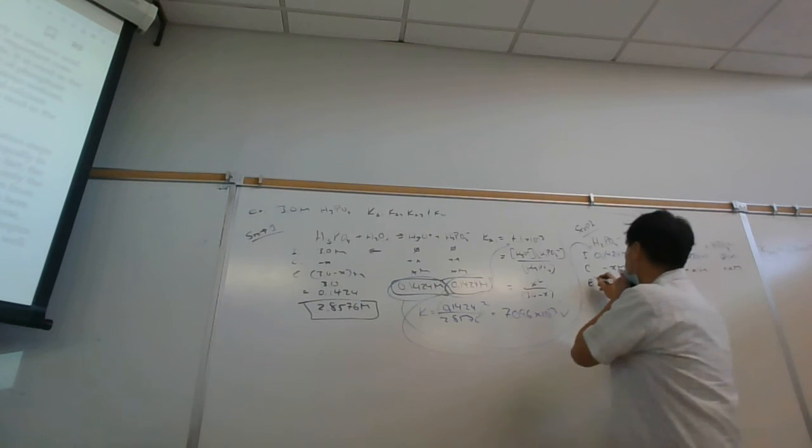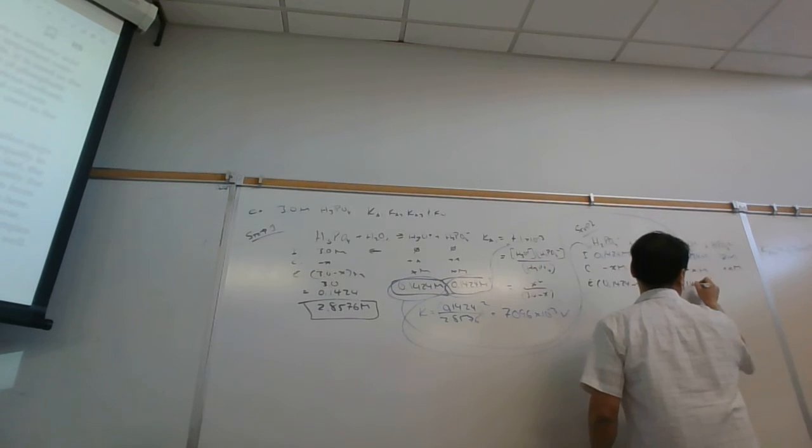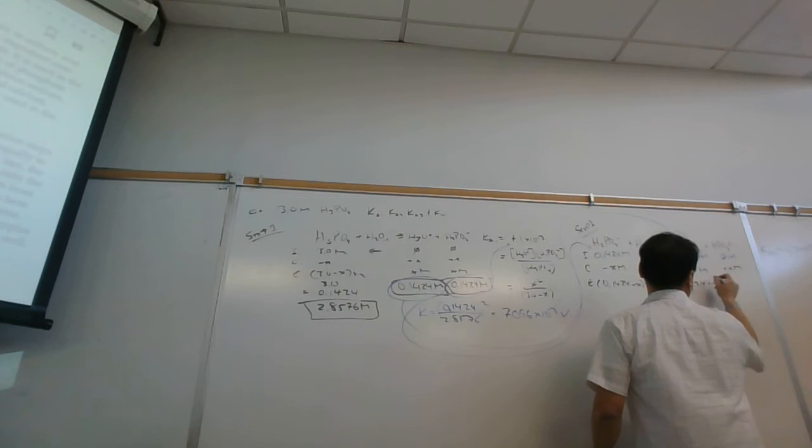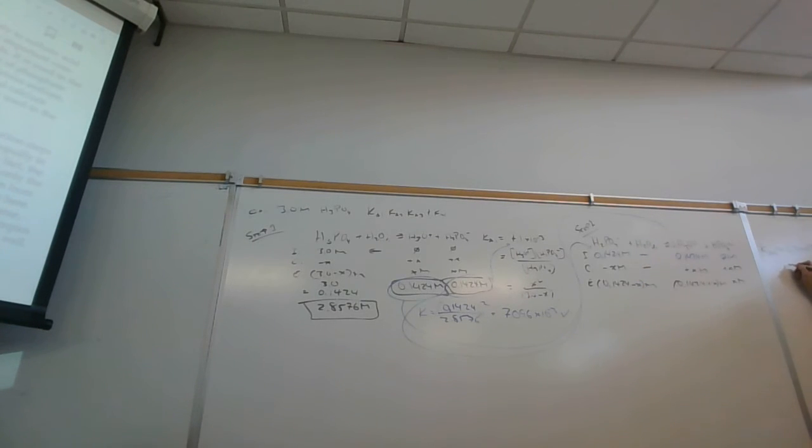And so at equilibrium, we're going to have 0.1424 minus X molar, 0.1424 plus X molar, and X molar. Okay, so Ka2 for this is equal to the hydronium times the monohydrogen phosphate divided by the dihydrogen phosphate concentration.